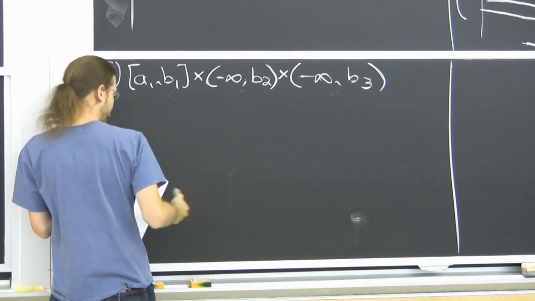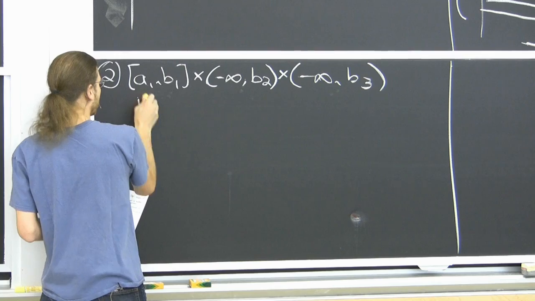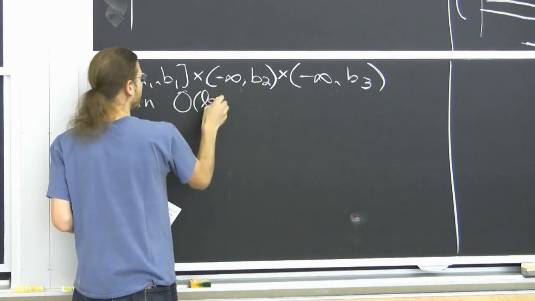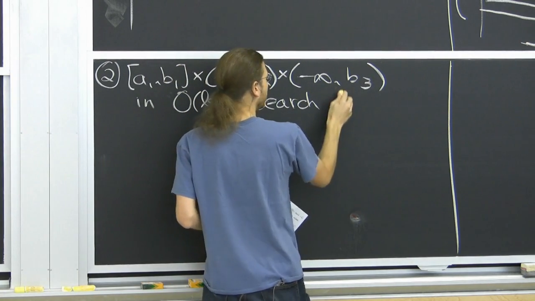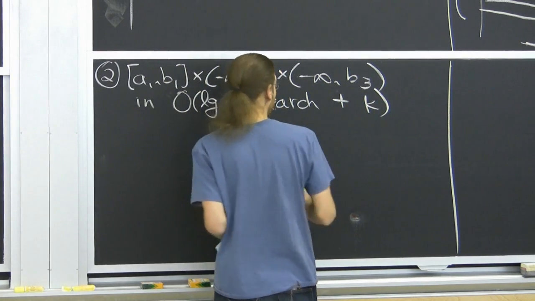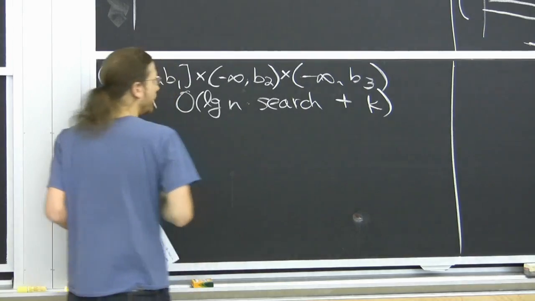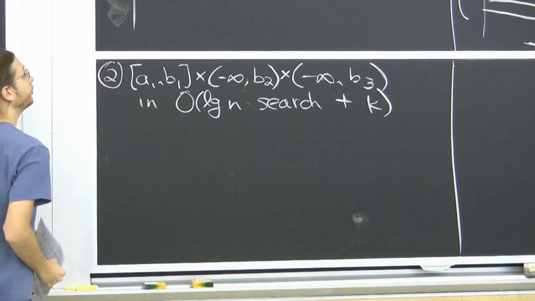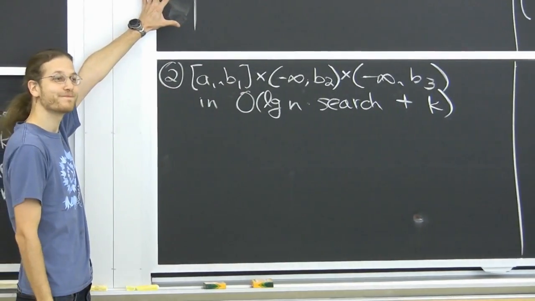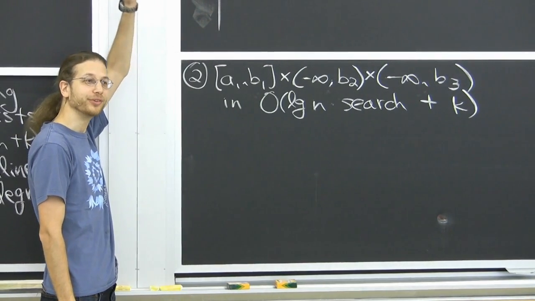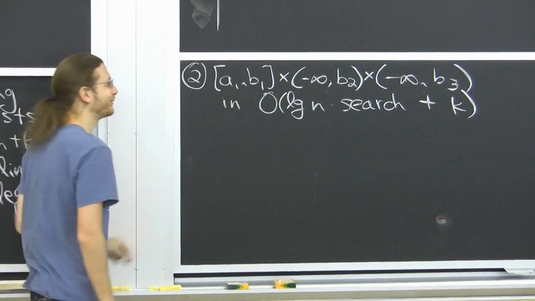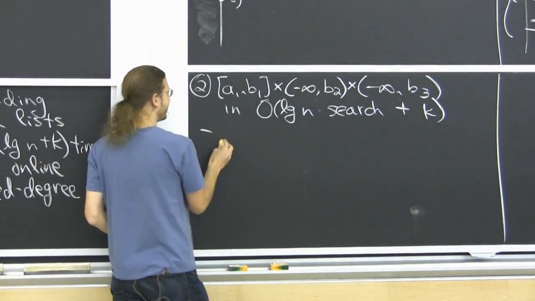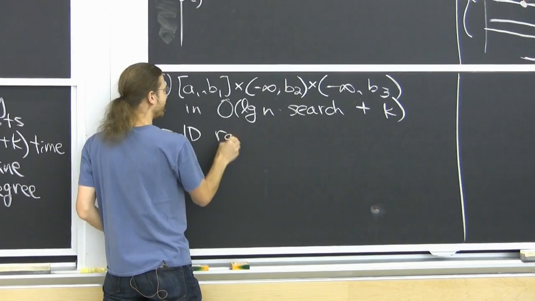Okay, I want to do this in log n searches plus k. K is the size of the output. How do I do this using 1 or 2 words? Range tree. Yep. Easy.